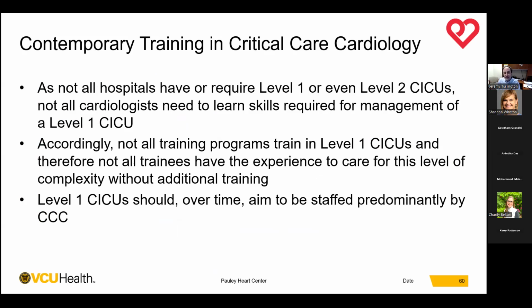Not all trainees need level 1 training in CICU. But conversely, not all training programs have level 1 CICUs. And so not all trainees are seeing the acuity that we see here at VCU and a lot of these CICUs. And so it would be unfair to throw somebody who trained at a smaller program into our CICU and expect them to compete at the same level.